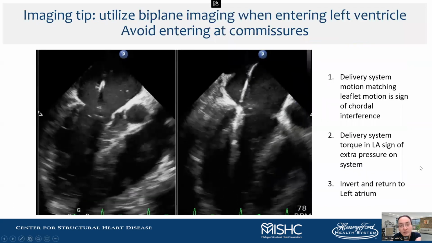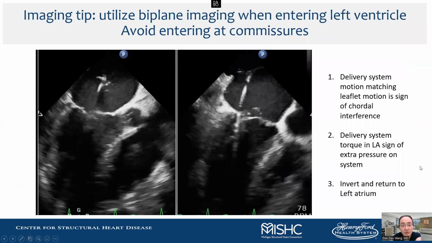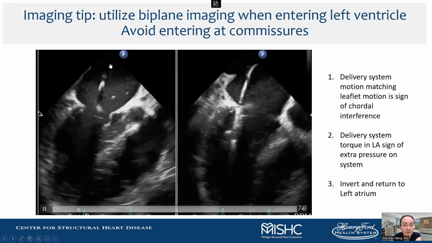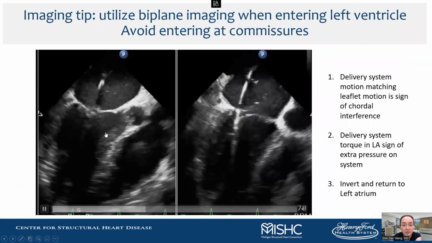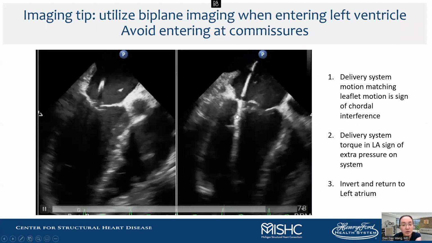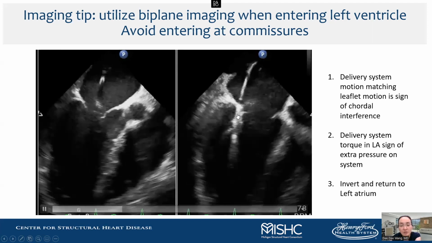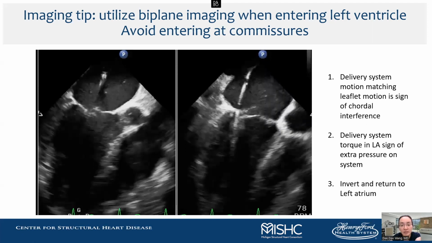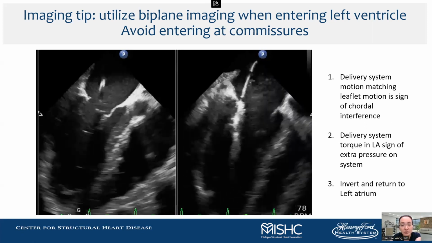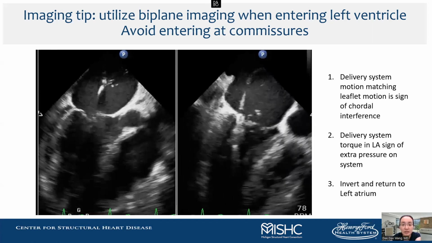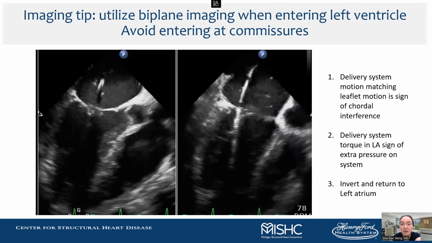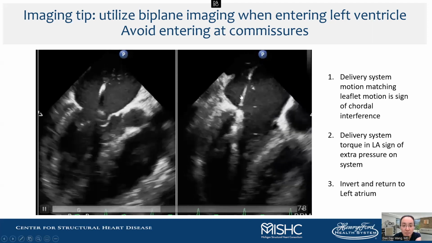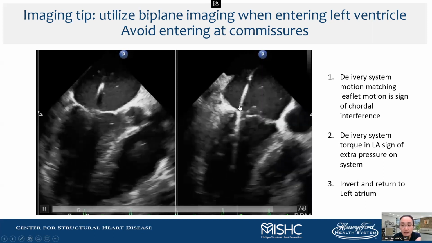Another trick is if you don't have access to Live 3D, you can also just do biplane imaging. So if you start in the LVOT view in the far left-hand image, draw a line in biplane through that, you can see the intercommissural crossing view too. Things that you want to look for when you're entering the LV is that you want to avoid entering the commissures. But if you do enter the commissures, there are 3 things you want to look out for to tell me that you are trapped. Number 1, the delivery system, as you can see in the far right-hand image, matches the motion of the left ventricle and the leaflets.